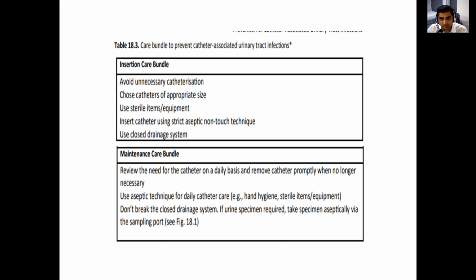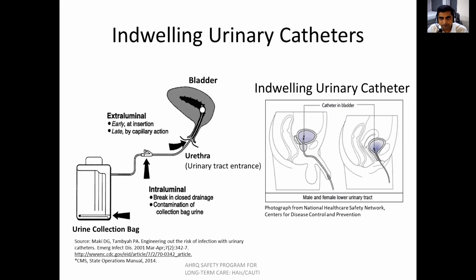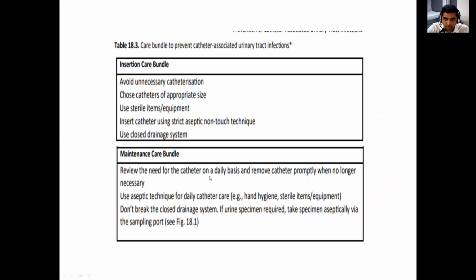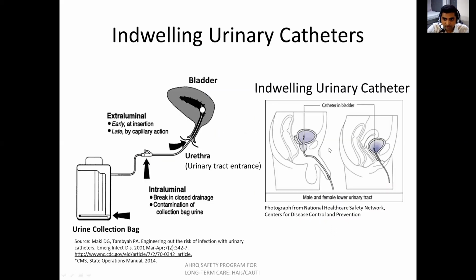We won't go into further details. So this is the Foley's catheter and bladder pictorial representation. So we can see how catheter associated urinary tract infection occurs, why the risk of infection increases with a catheter in situ. Just before going to those details, just look at this part.